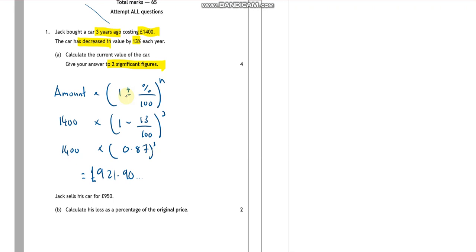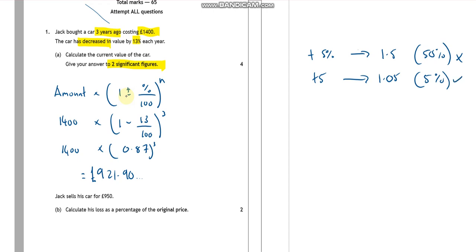So, for example, if something increased by 5%, what people tend to do is say, well, that's the same as 1.5. But that's not true. That's 50%. That's you increasing by 50%. If you want to increase by 5%, it's 1.05. That's increasing by 5%. So this equation just helps you stop and not make that little mistake, which people do.